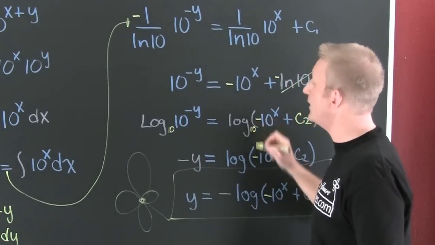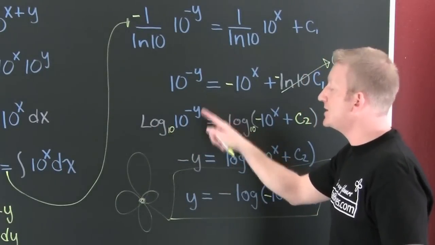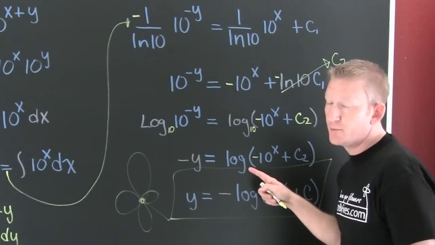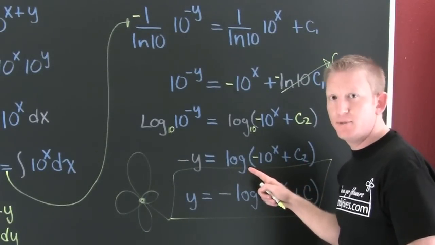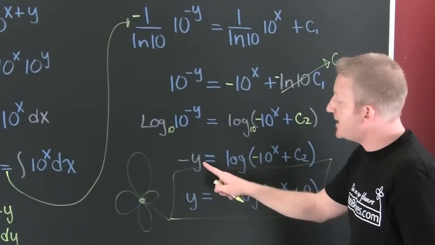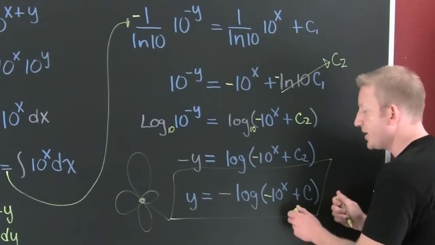So I take the log of both sides. Log base 10 of 10 to the exponent is the exponent. And then I'm just going to leave it alone. If I don't write a number in the base of that logarithm, then it's assumed to be the common log. Lastly, I need to multiply both sides by a minus, and I'm left with this nice tight package.